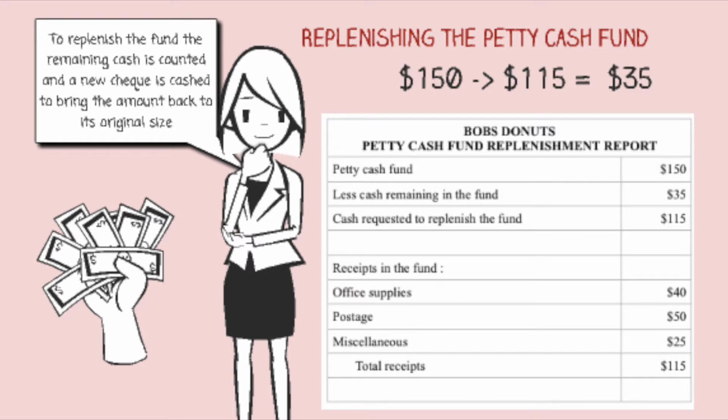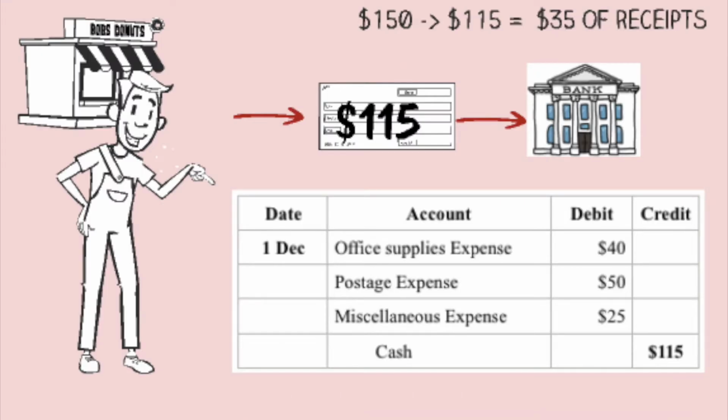As shown, the petty cash fund began at $150, now with $35 remaining in the fund. The cash requested to replenish the fund is now at $115. This amount now matches with the total amount of receipts. Bob would then cash a new check for $115 and record an increase in the 3 expenses accounts and decrease cash.